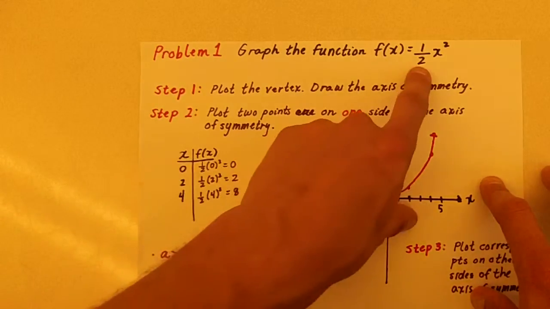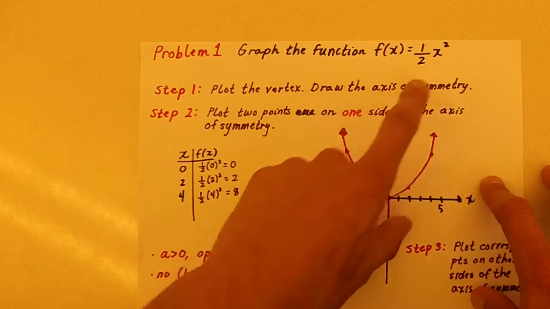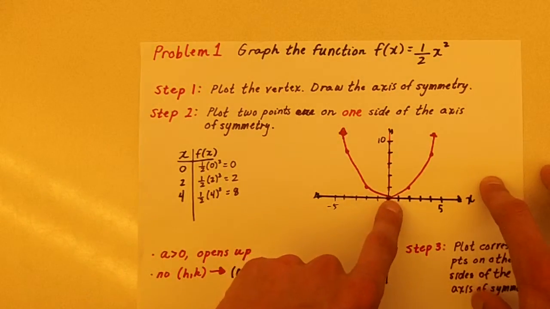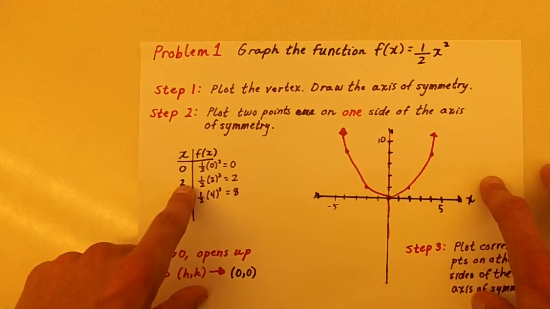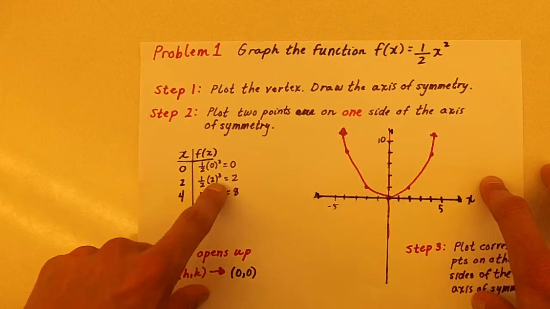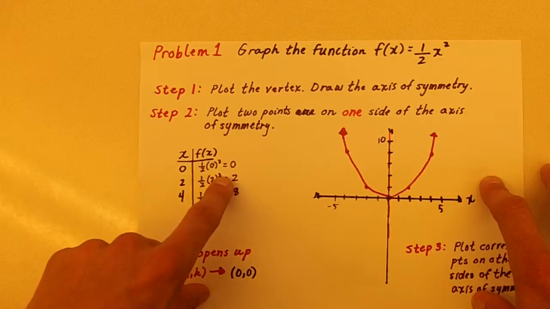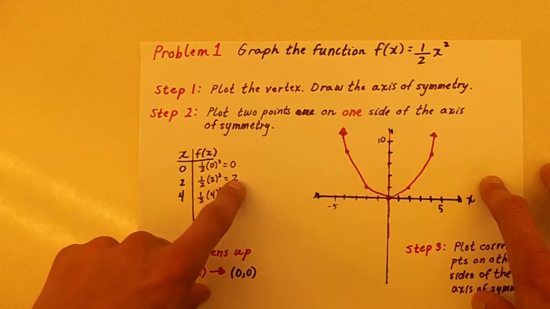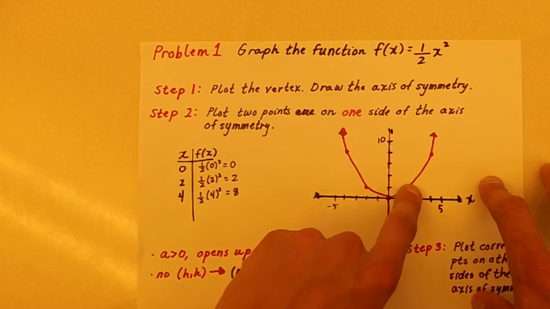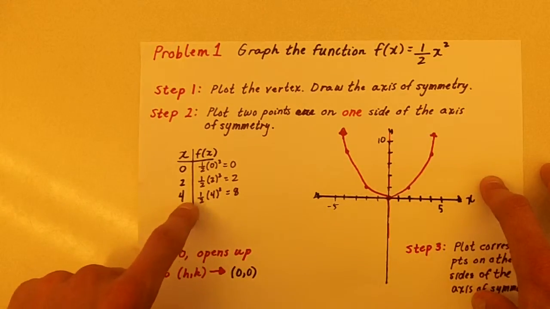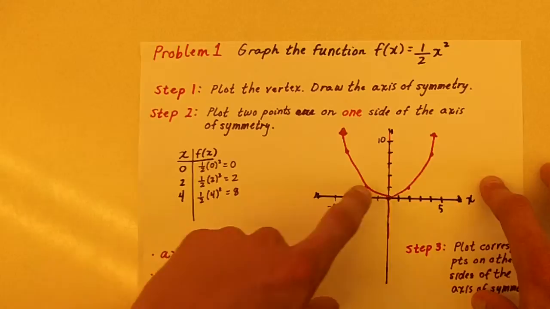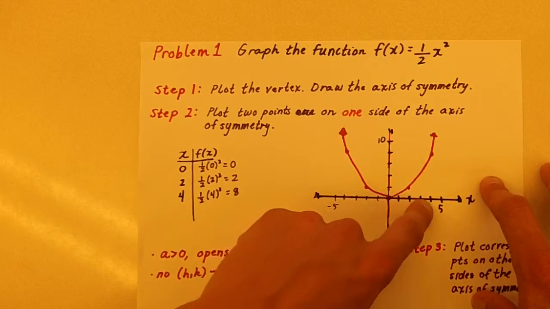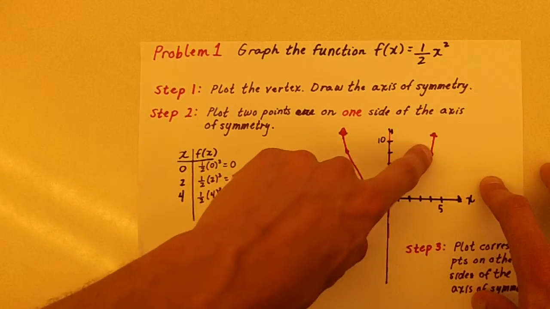0, I plug into this function. I get 1/2 of 0 squared is 0. There's my origin. Okay, there's my vertex. If I plug in 2, I get 1/2 of 2 squared. So 2 squared is 4. Half of 4 is 2, so I plot 2 over, 2 up. Okay? And when I pick 4, I have half of 16, which is 8, so I go over to 4, up to 8.